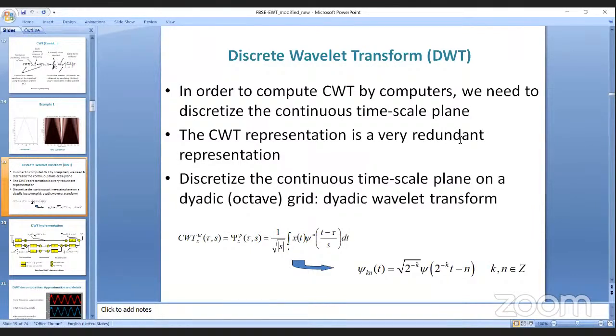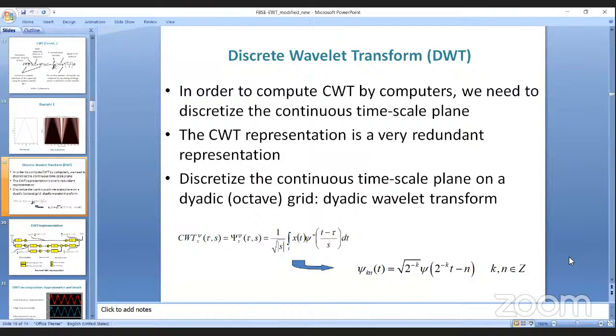And dyadic means half scale. The scale changes by half, and that is where the word dyadic comes from. And that is one kind of discrete wavelet transform. When you convert into discretization form, that gives you the dyadic DWT. And here you can see this is the discrete daughter wavelet, and that is psi, the mother wavelet. And when you compute this, that results in the discrete wavelet transform.